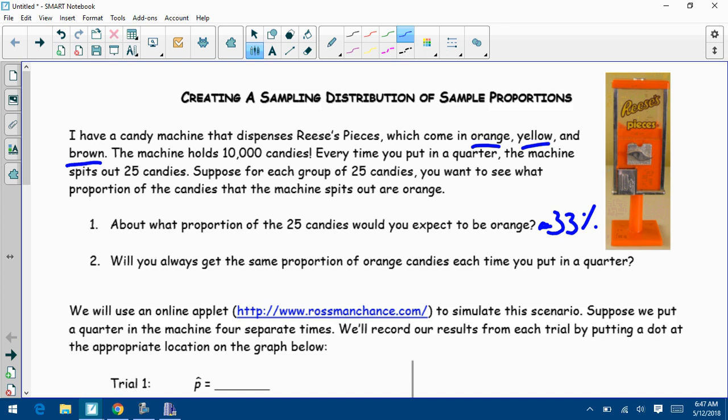Okay. Number 2, will you always get the same proportion of orange candies each time you put in a quarter? No. I'm not going to get exactly 33% every time I put in a quarter. Maybe there's a bunch of yellows on the bottom and I get a ton of yellows and only a couple of orange. Or maybe all the oranges fell to the bottom and I have a bunch of oranges. I'm not going to get exactly 33 every single time, but I would think it should be relatively close.